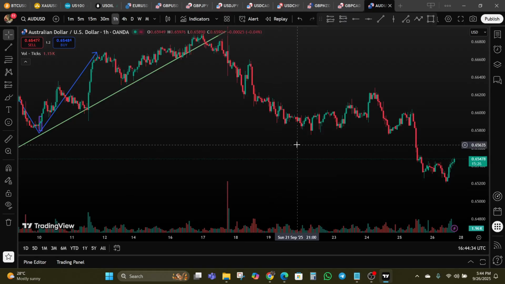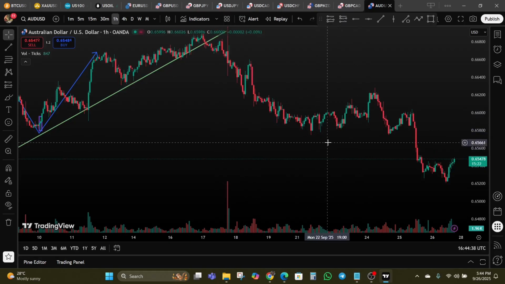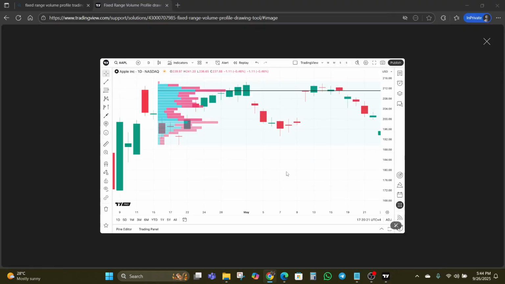So first of all, of course, you need to choose your trading platform. You open a chart of the asset that you want to analyze. You select the fixed range volume profile tool. Then you highlight the specific time period or price range that you want to study. Then you observe the volume distribution to see high and low activity areas.